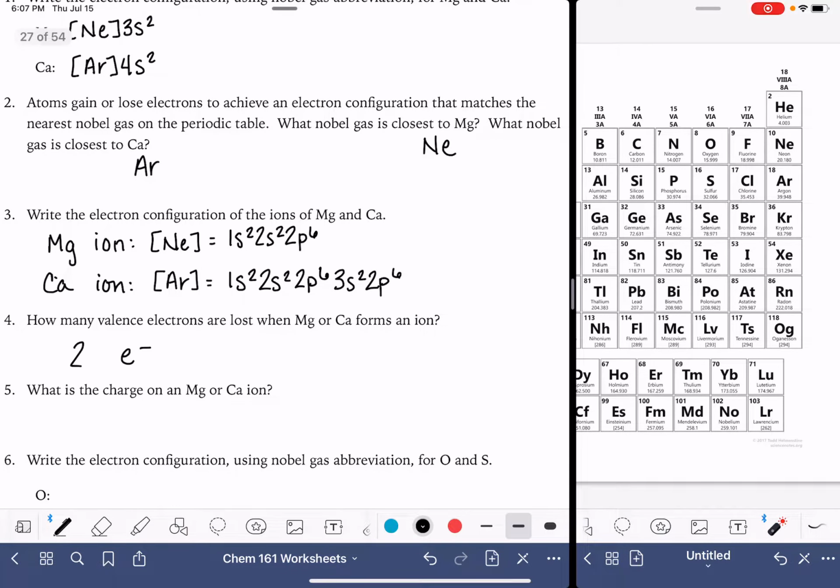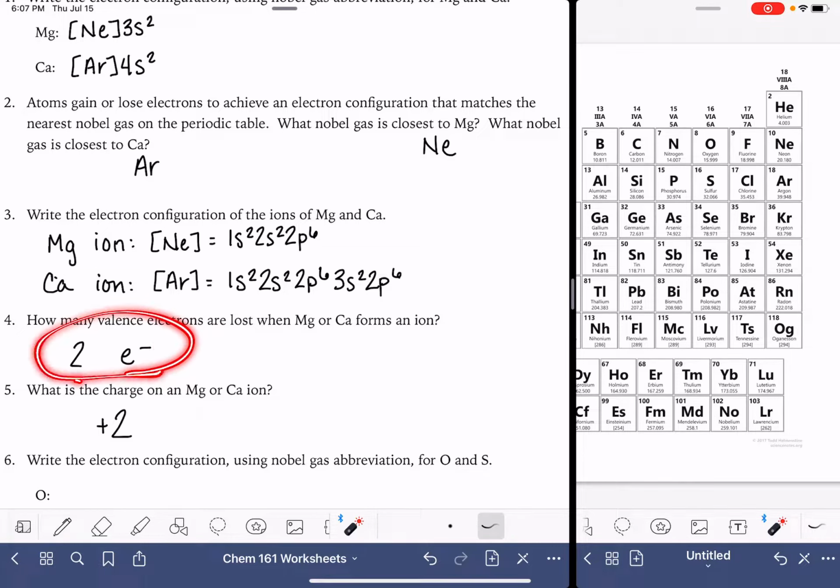What is the charge on this ion? When an ion loses 2 electrons, its charge is going to be a positive 2. Remember that electrons are negatively charged. So as the electrons are removed from an atom, as it loses negative charge, think of that as like subtracting a negative number, that creates a positive charge on the atom.